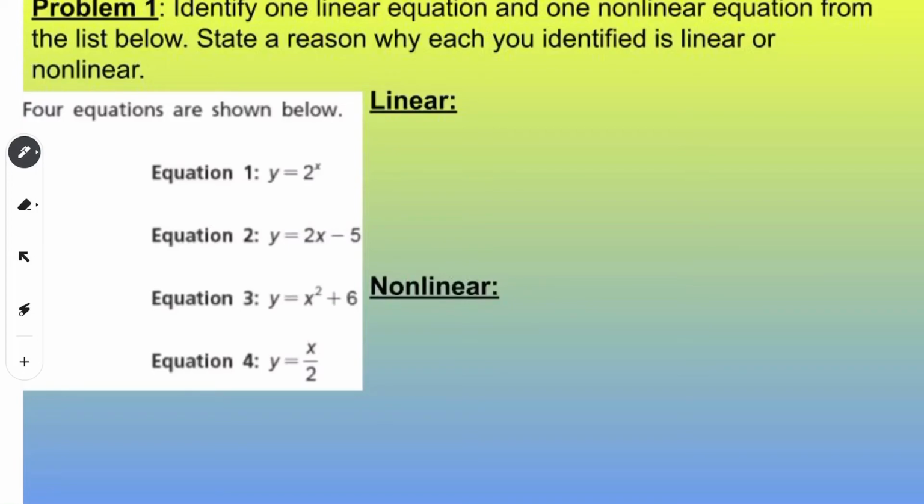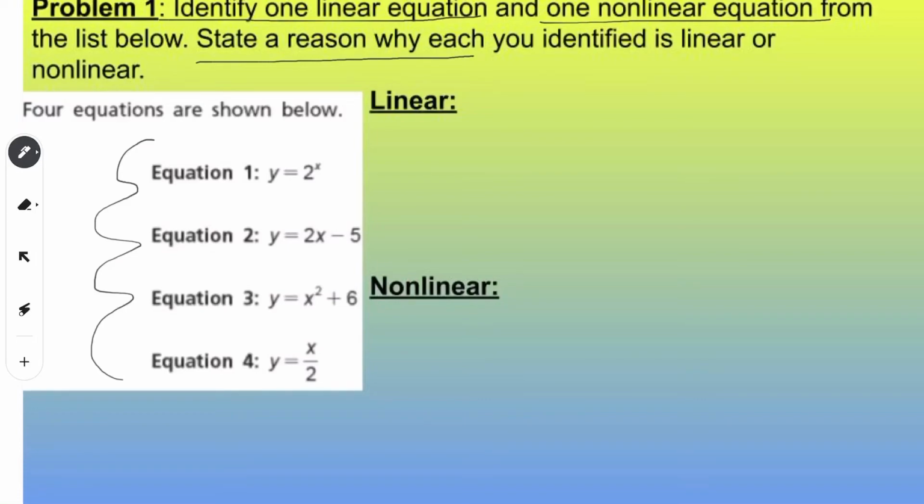Identify one linear equation and one nonlinear equation from the list below. State a reason why each you identified is linear or nonlinear. So first things first, I'm going to see what I am given. So I am given 4 different equations. And the question is asking me to identify one linear equation and one nonlinear equation, and I have to state a reason why, meaning I have to justify my answer.